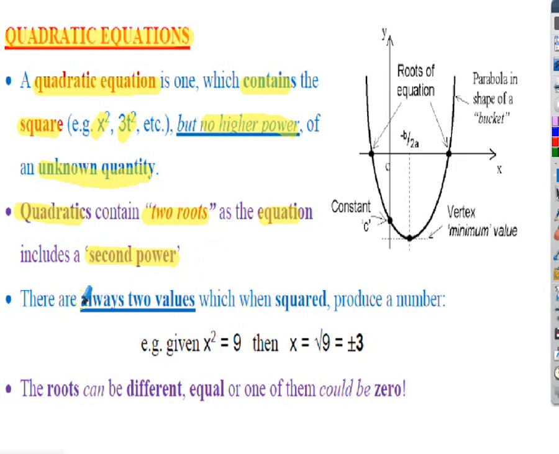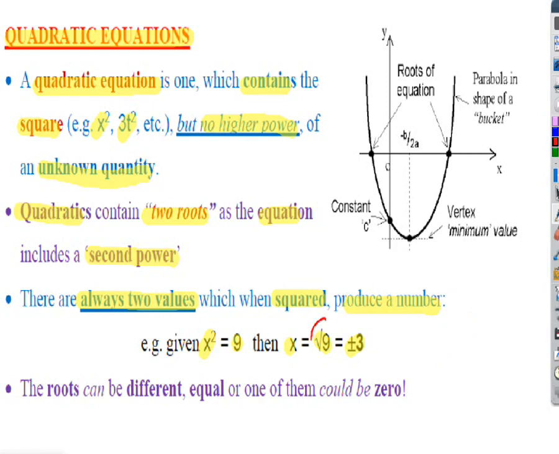So when you're solving quadratics, there are always two values, two solutions, two roots, which when squared produce a number. So for example, given x squared is equal to 9, then x is equal to the square root of 9. And don't forget, whenever we're taking a square root, there are always two solutions. And the solutions here are positive and negative 3. So be careful. When you square root a number, there are always two solutions.